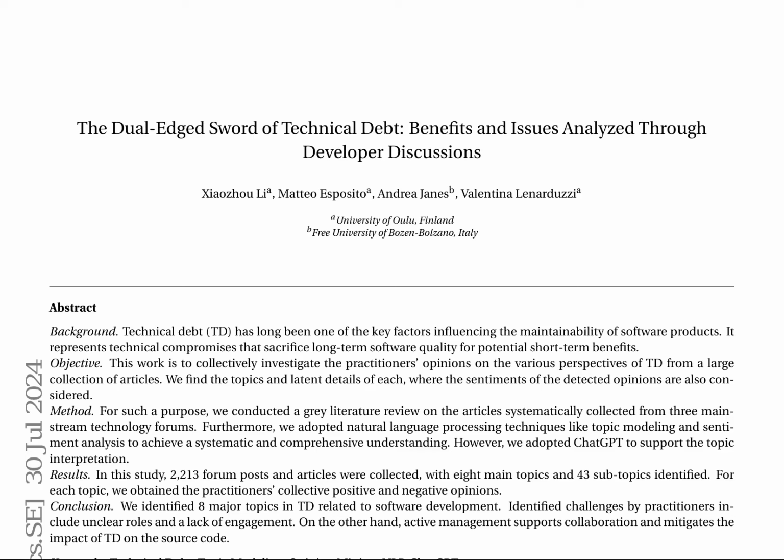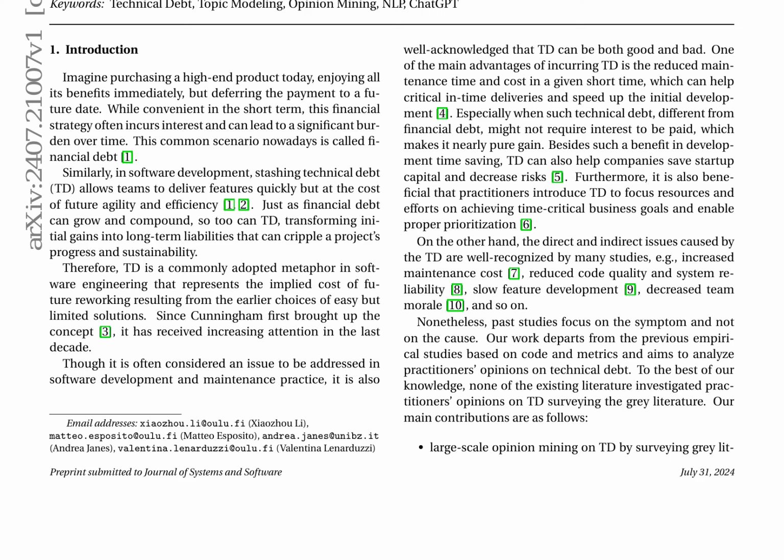The paper discusses the concept of technical debt, TD, in software development, which represents the implied cost of future reworking resulting from earlier choices of easy but limited solutions. It is often considered an issue to be addressed in software development and maintenance practice, but it is also acknowledged that TD can be both good and bad. The study aims to collectively investigate practitioners' opinions on the various perspectives of TD from a large collection of articles.